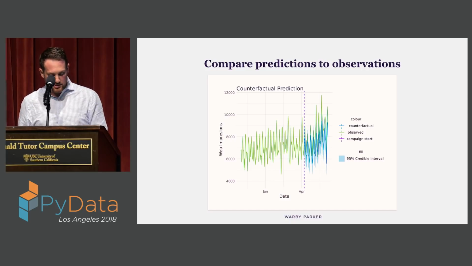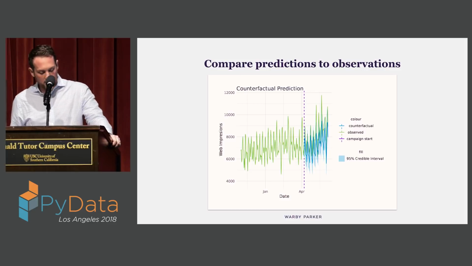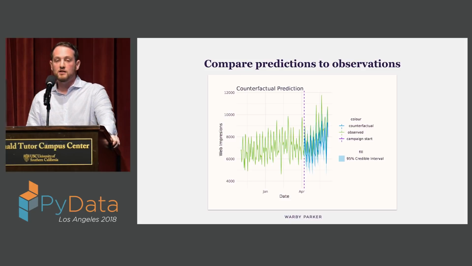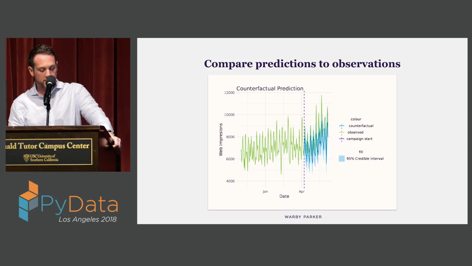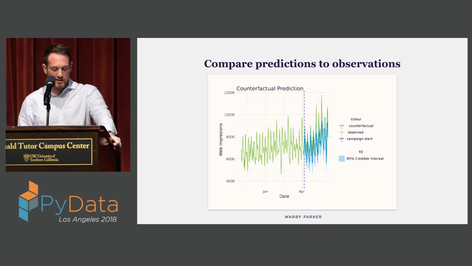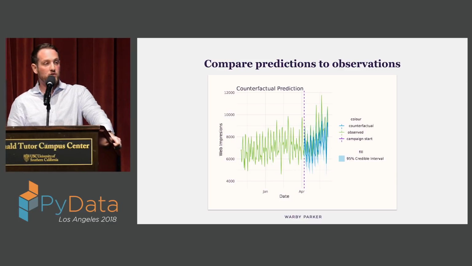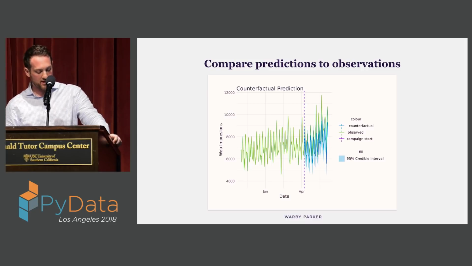Once you've done this and you're satisfied with your model and your hyperparameters, you can then retrain the model using all of the data up to the beginning of the intervention and make your forecast. Here you can see that the blue line is the counterfactual prediction and the green line is the actual observed data. It may be hard to see in this view, but the blue line is slightly below the green line, meaning our model thinks that there was some positive effect from the campaign.